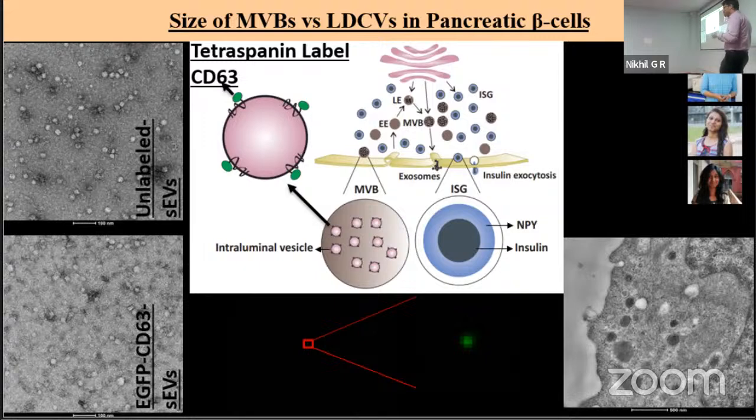So thanks to Vidya, she was able to visualize this for us, to standardize it for us. We used a kit to isolate them and then put it on the EM and we could visualize it. And it looks very different to the insulin granules. So these are insulin granules. Right? You can see a core that is present there.